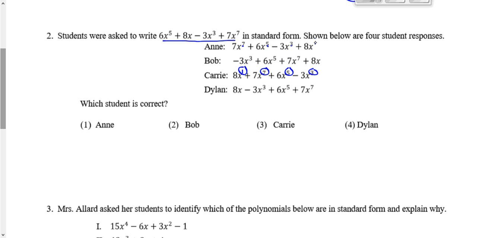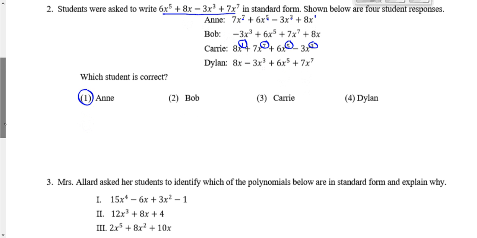What's the degree of that polynomial, by the way? 7. What's the leading coefficient? It's also 7, right? Okay. And by the way, even though there are exponents that are skipped, we could write them with placeholders that have no value.